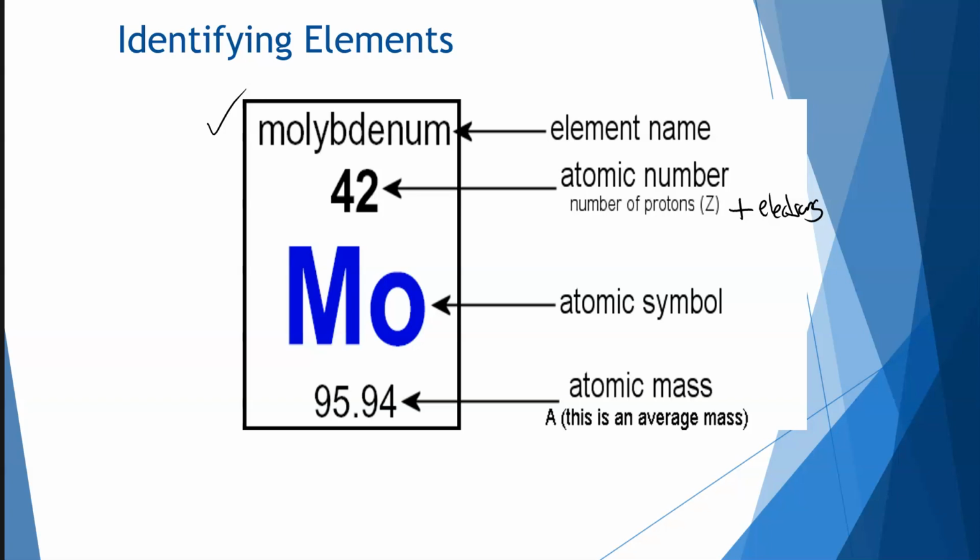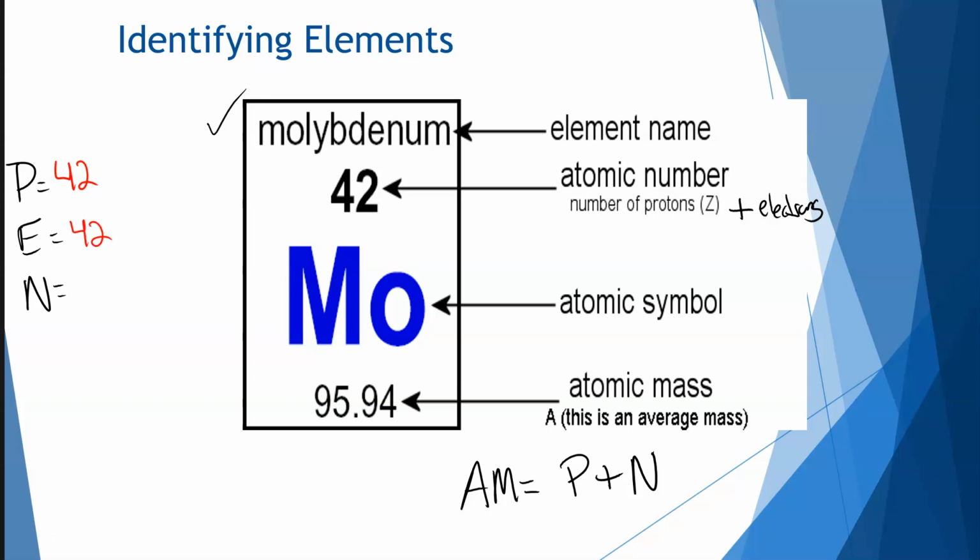The bottom number is the atomic mass. That's going to be how much this weighs. And remember, our atomic mass is going to be the number of protons plus neutrons. So if you had this question and I said, tell me the number of protons, electrons, and neutrons in this particular atom, you would say, well, the atomic number here is going to tell me the number of protons and electrons. So I can answer that by saying protons are going to be 42, electrons are going to be 42.